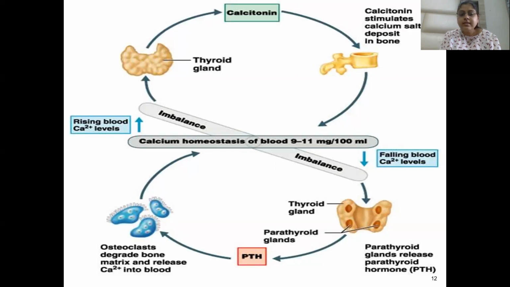And when there are increased levels of calcium, the thyroid gland releases calcitonin, and this calcitonin stimulates calcium salt deposition in the bone, because it shifts the blood calcium into the bone. So bone formation will take place.